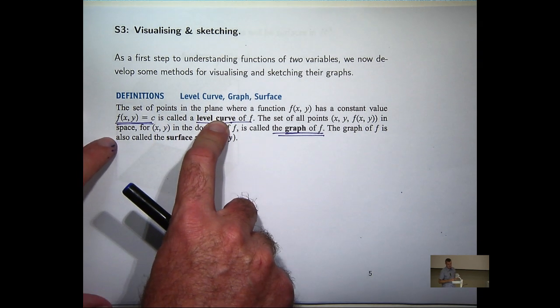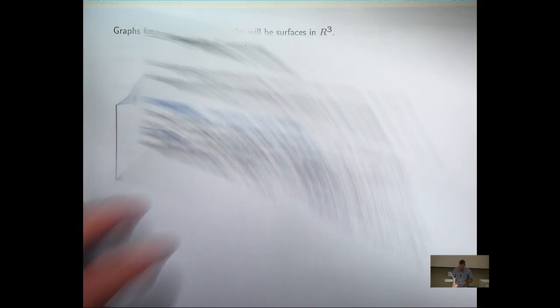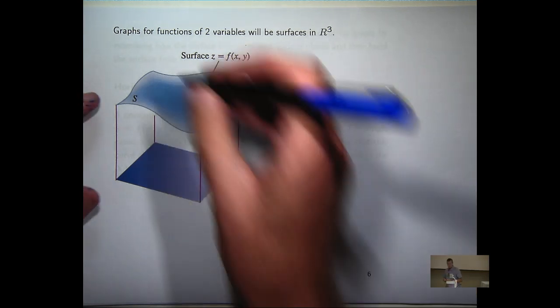Now, level curves, and also another idea called contour curves, in part play a big role in being able to sketch surfaces or helping us to determine what a surface looks like. So we'll have a look at that. But before we get to that, let's just try to visualize what the graph of a function might look like.